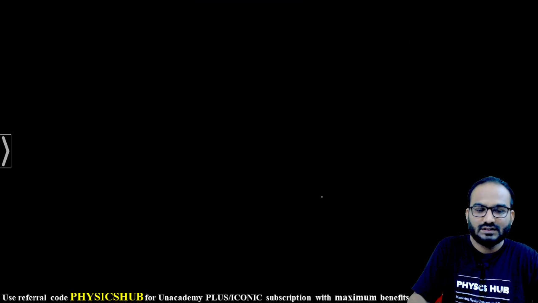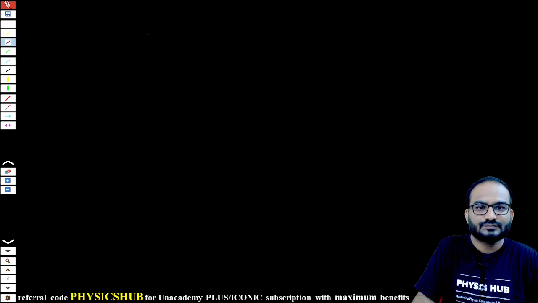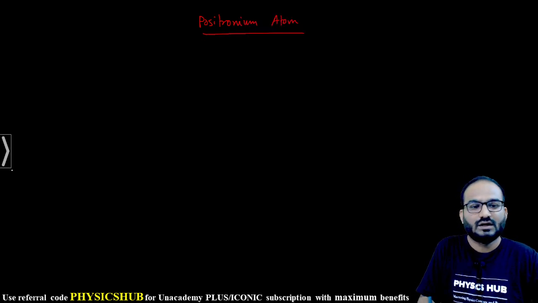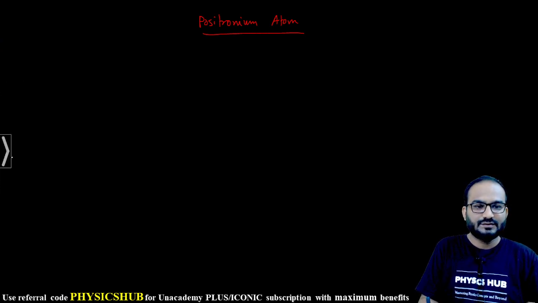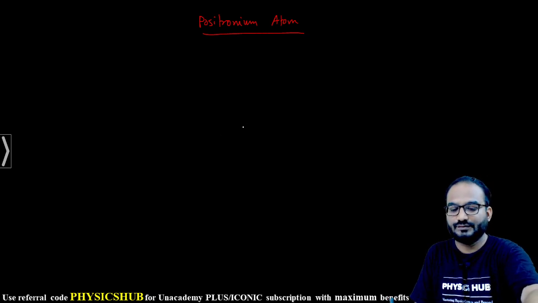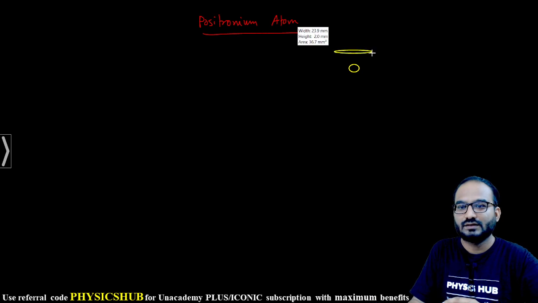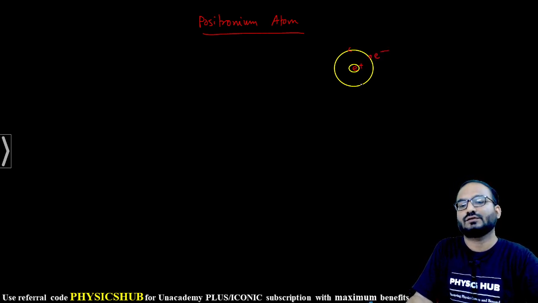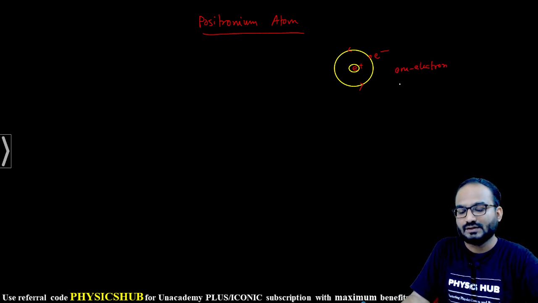So let's discuss the case of the positronium atom. You can give the heading positronium atom. Previously a lot of questions came from this, so it is of utter importance. What is a positronium atom? It is basically a bound state of an electron and its antiparticle, the positron. The positron is here and the electron is revolving around it. So it is also a one electron system. As I told you, Bohr's atomic theory is applicable to one electron systems, and this also has one electron.